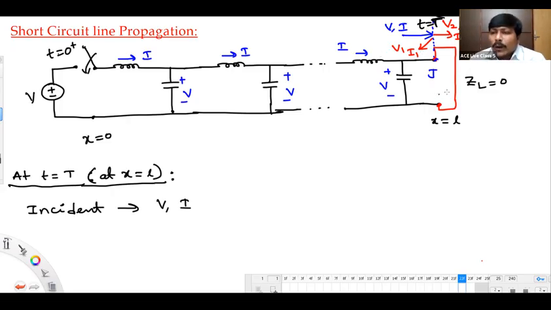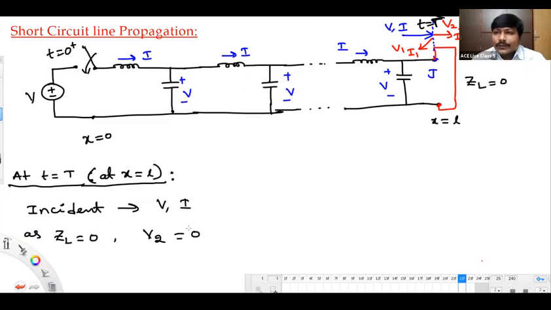What do you have at the receiving end side? ZL equals 0. ZL equals 0 means we have a short circuit. What, generally, is the voltage in a short circuit? It is 0. So as ZL equals 0, the refracted voltage will be equal to 0.